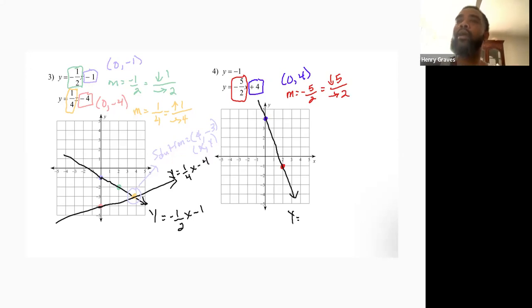Now I need to go ahead and look at the y equals. No, I don't. I don't understand why I don't. Stop.